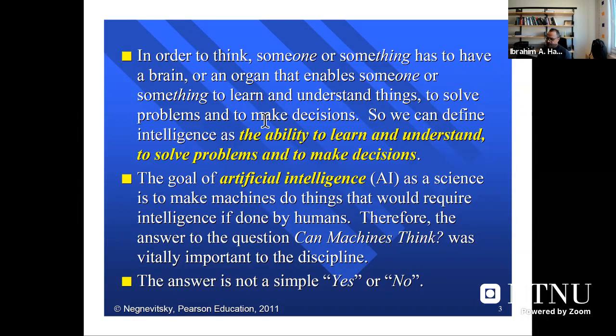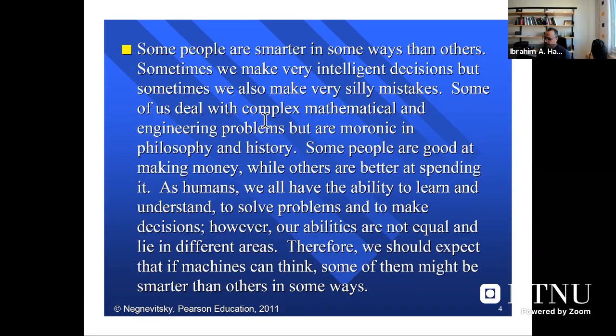He said here it's not simple. We can't just say yes and no, correct? Some people are smarter in some ways than others. Sometimes we make very intelligent decisions, but sometimes we also make very silly mistakes. Some of us deal with complex mathematical and engineering problems, but are bad in philosophy and history. For example, some people are good at making money, while others are better at spending it, and so on.